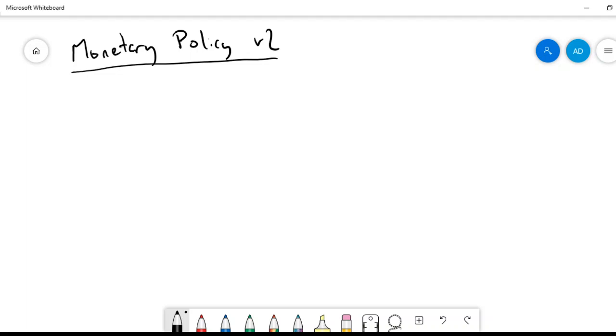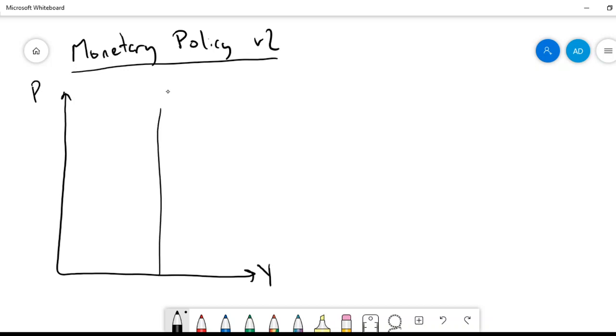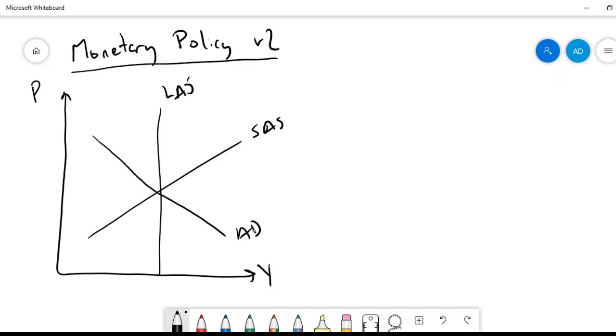Okay, let's look at some more things we can do with monetary policy. And in particular this time, let's do a strange example where we run things in reverse. So let's draw our aggregate demand, aggregate supply model, long run aggregate supply, short run aggregate supply, aggregate demand. And let's think about an example here where something goes really well.